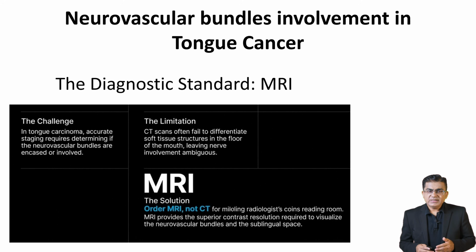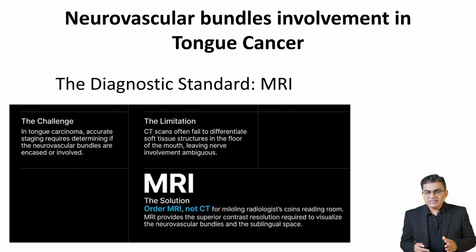Now, you might be tempted to just check a standard CT scan to find out. But here is the practical limitation. CT scans simply fail to differentiate complex soft tissue structure down in the floor of mouth. The soft tissue contrast just is not there, and everything tends to blend together into one gray mass. If you rely solely on CT scan, nerve involvement is often left completely ambiguous. You are basically asking your radiologist to make an educated guess.